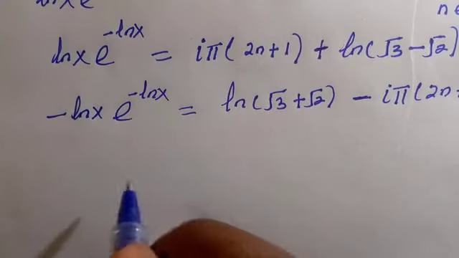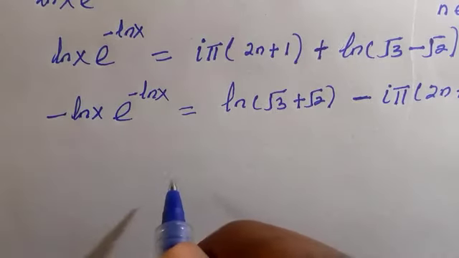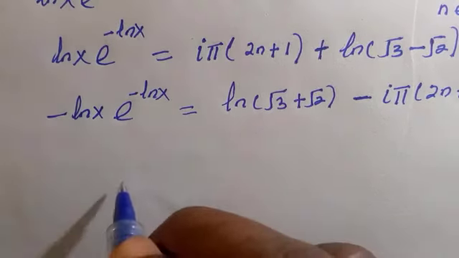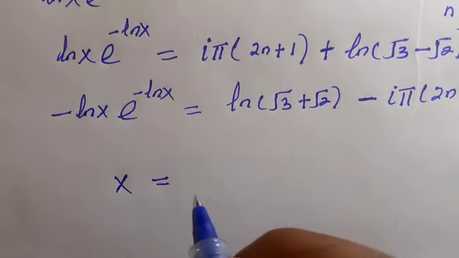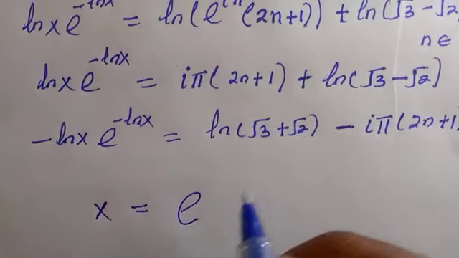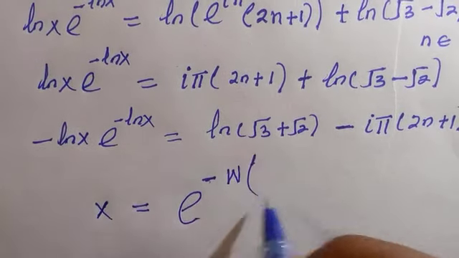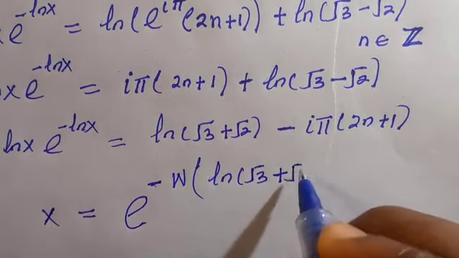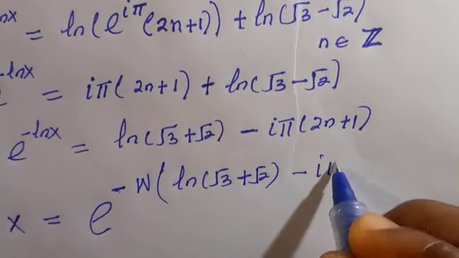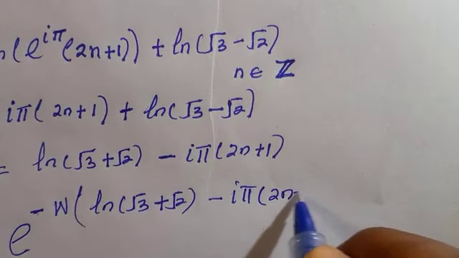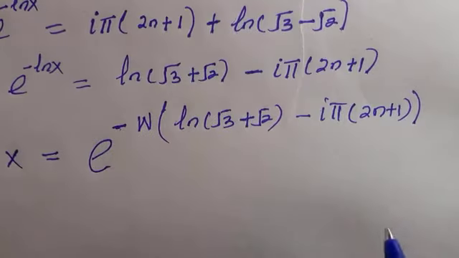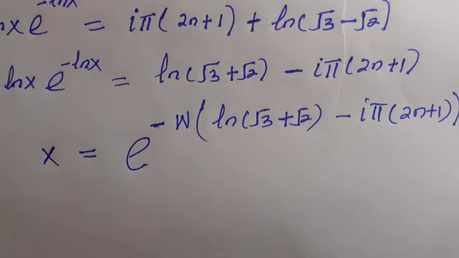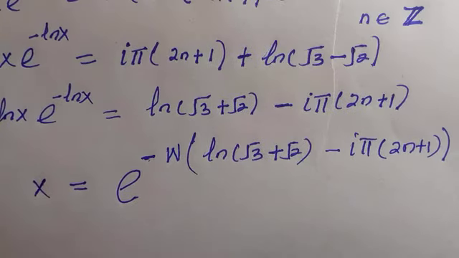Therefore, we take the omega of both sides, and thereby we have the result x equals exponential of minus omega of (ln of root 3 plus root 2 minus i(2n plus 1)). And if you like, we can introduce a k to the base of omega, as omega k can be any number. So that's how to solve this problem.